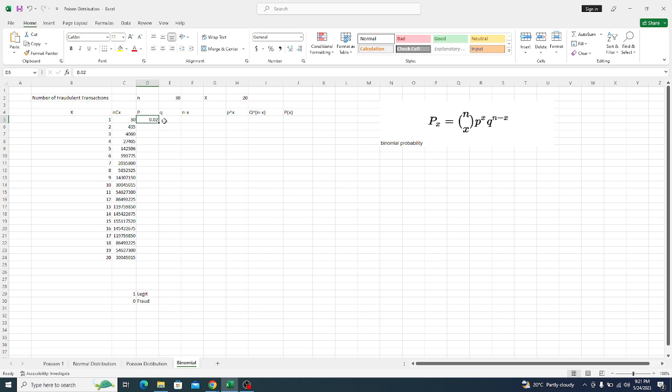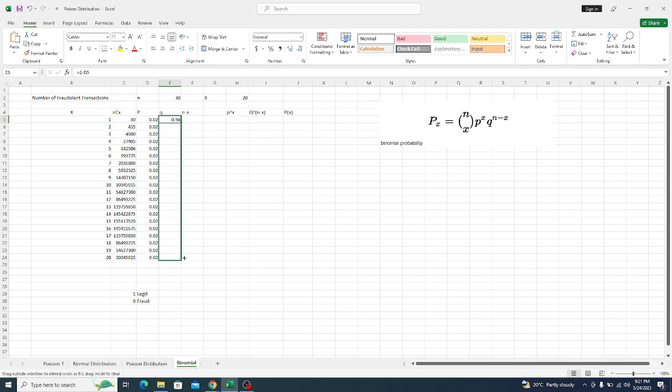If maybe we have a probability of 0.08, then it will mean that most of the transactions will be fraudulent. So we'll use that probability all across. Then we have the probability of failure. So it will be 1 minus p. Remember that it's what we discussed in our class.